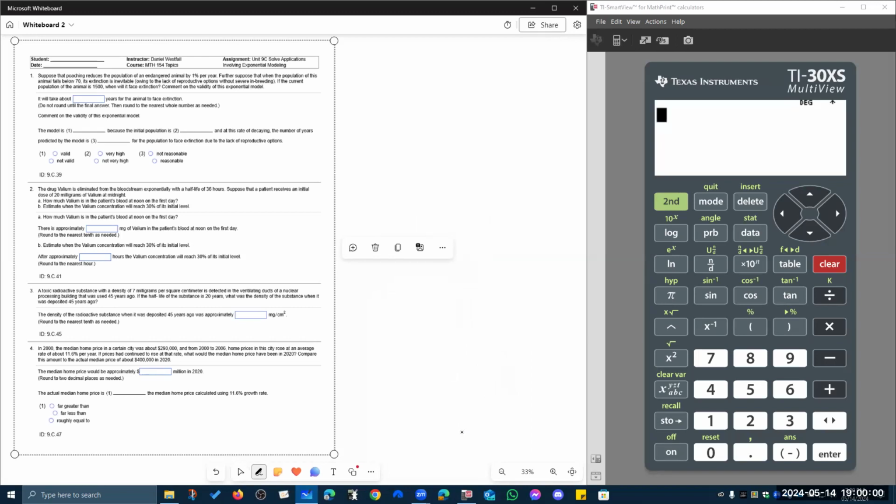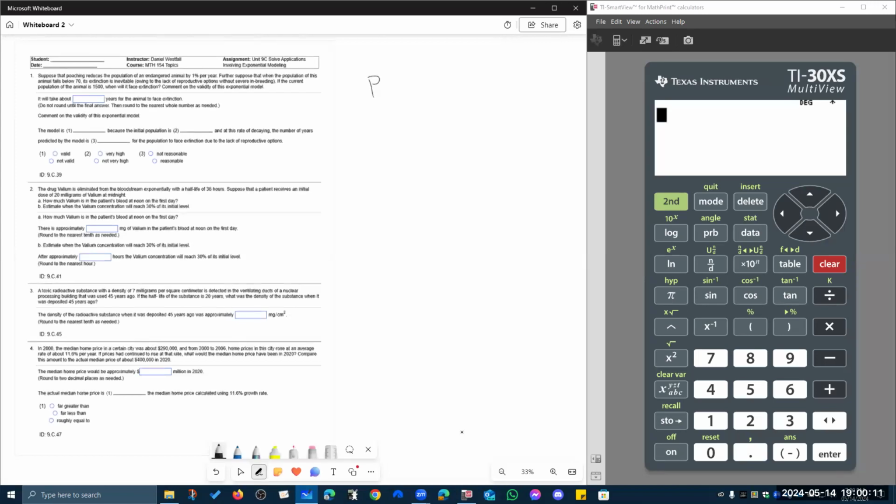So let's write our equation here that our population P is equal to our initial value of 1500 times 1 plus our r. Well, our r is negative 1%. So that's 1 minus 0.01. That's going to be raised to the t power. So P is equal to 1500 times 0.99 raised to the t power.